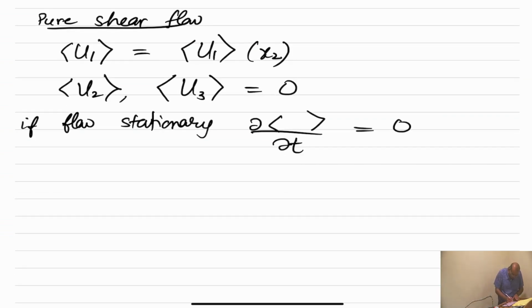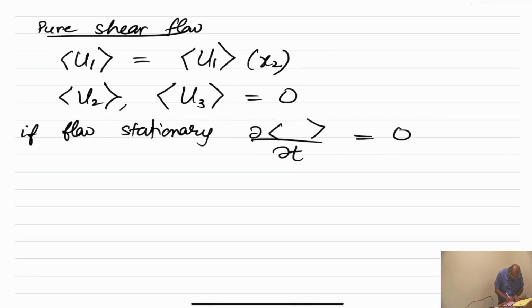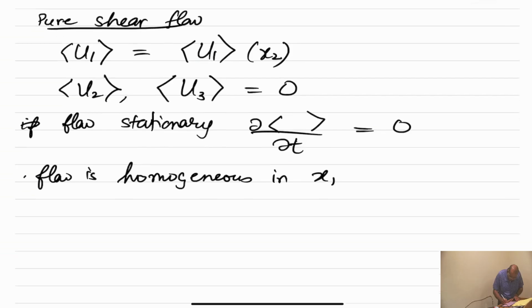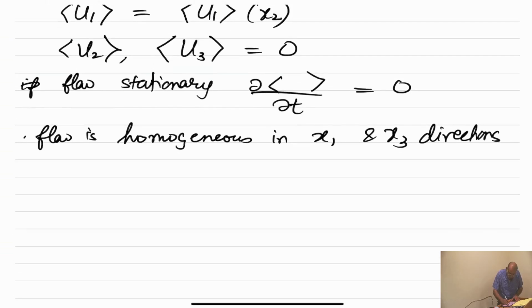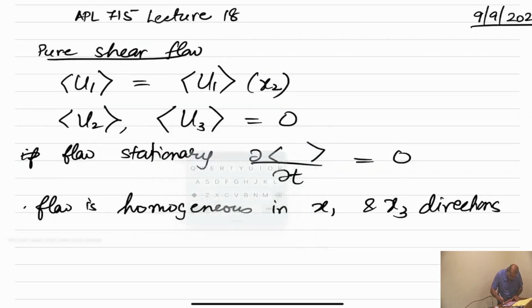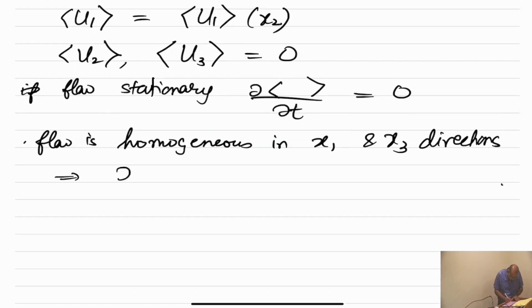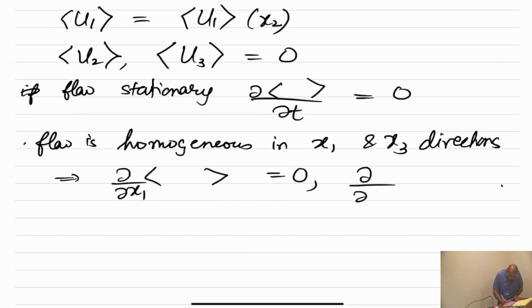And in this case, in pure shear flow, the flow is homogeneous in x1 and x3 directions. What does this mean? This implies d by dx1 of any mean quantity is 0 and d by dx3 of any mean quantity is 0. So all statistical quantities follow this.